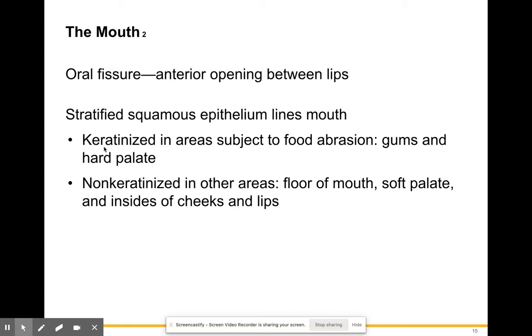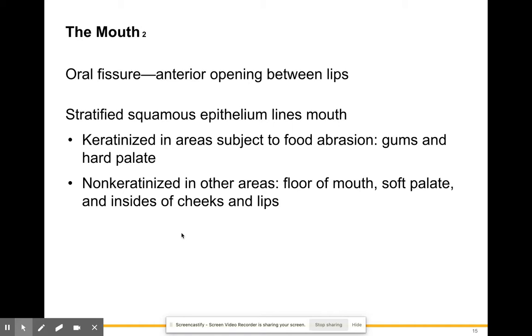Keratin is a hard protein that's made when cells are kind of dying. Your skin cells have lots of keratin in them, which means they're basically dead cells and a little bit tougher than normal. There are plenty of parts of your mouth that are non-keratinized. The floor of your mouth, underneath your tongue, hurts if a sharp piece of food hits it. Your soft palate, which is the roof of your mouth in the back, closer to your throat, is the same. Inside your cheeks and lips, if you've ever bitten your cheek by accident, that's never fun.